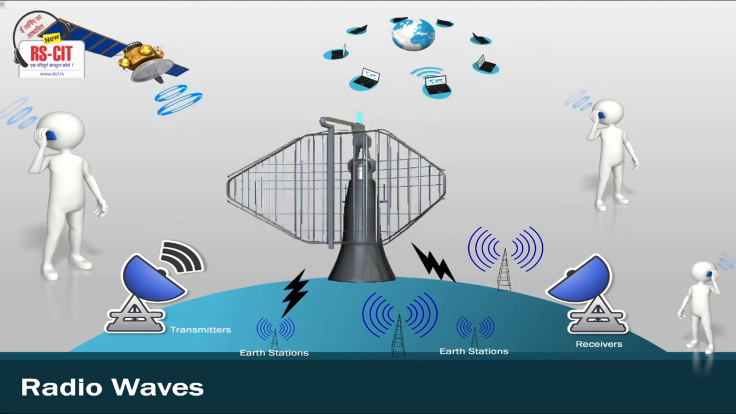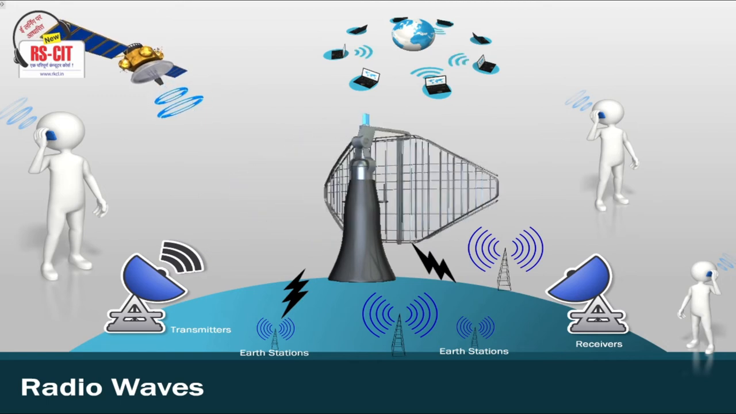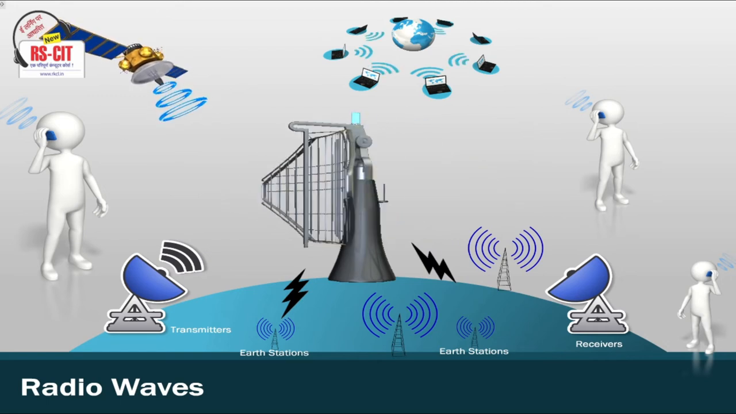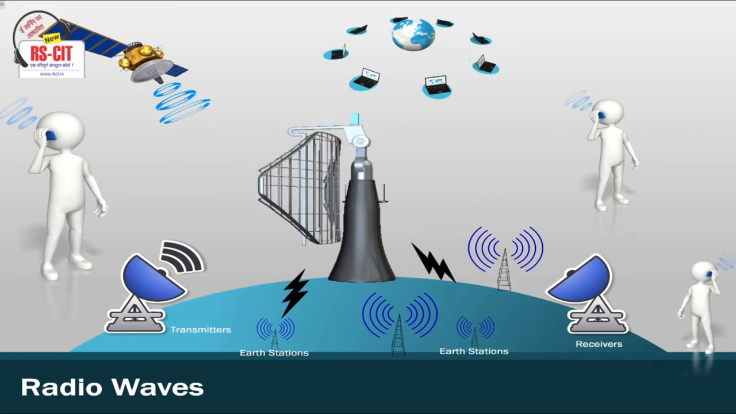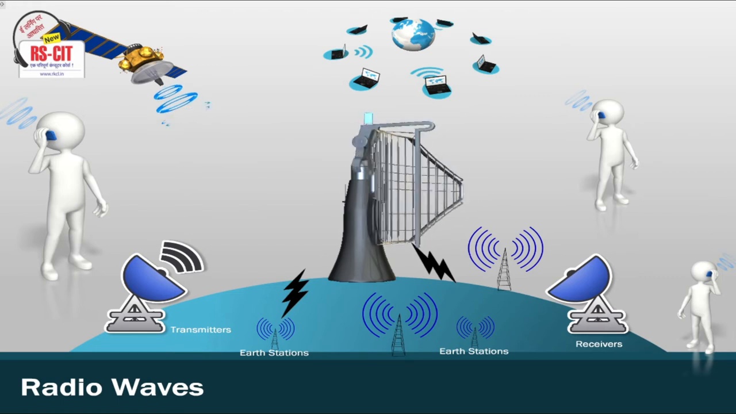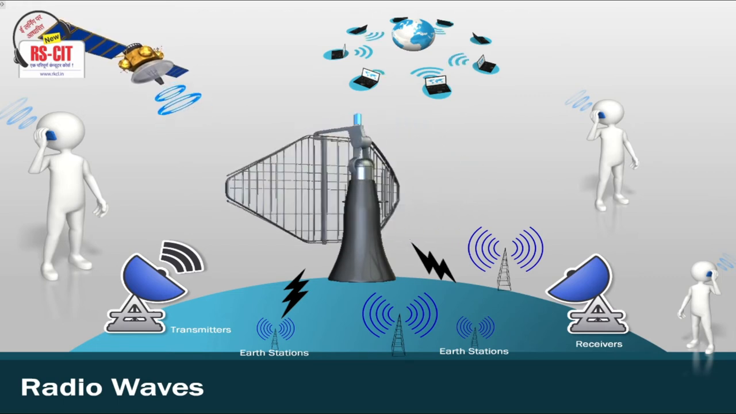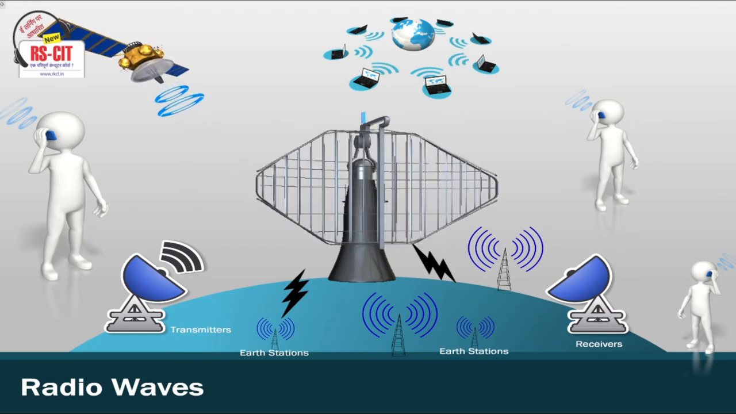Artificially generated radio waves are used for fixed and mobile radio communication, broadcasting, radar, and other navigation systems, communication satellites, computer networks, and innumerable other applications.